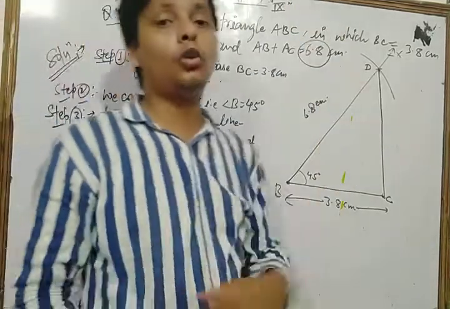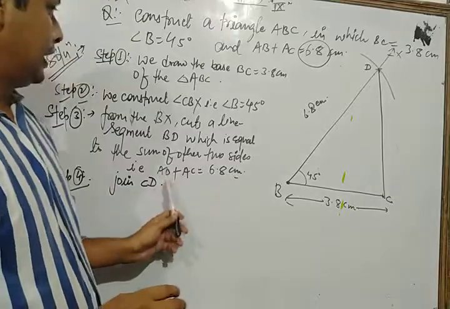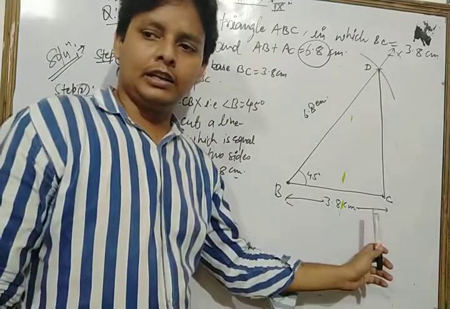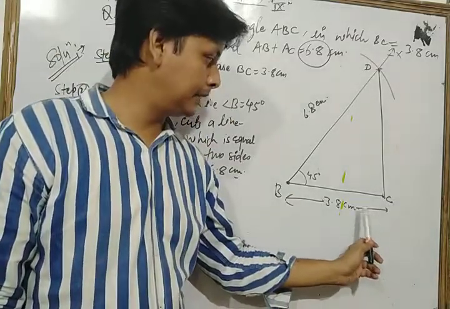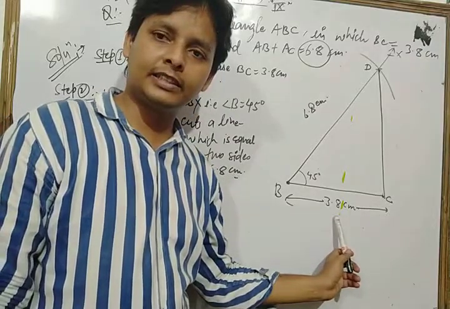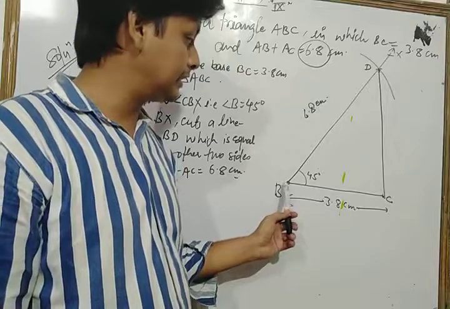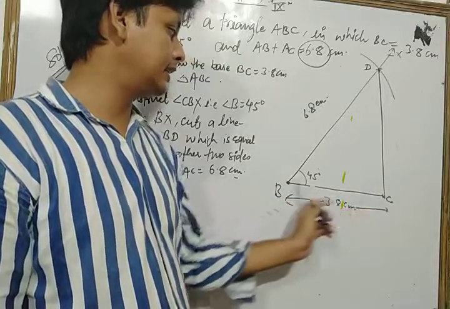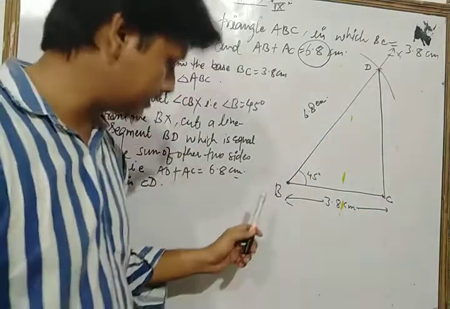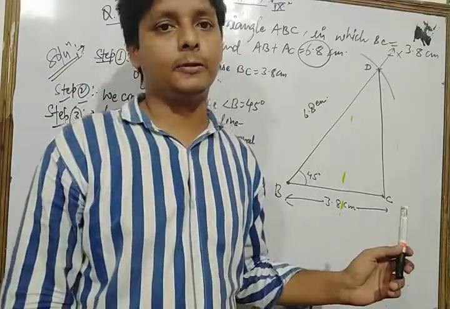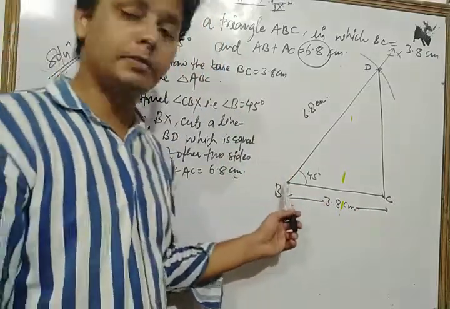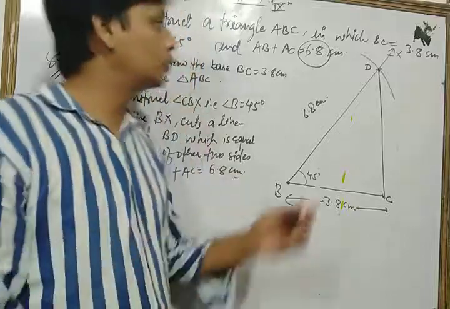Now look, what do we do? First step, we draw the base BC equal to 3.8 centimeter. After that, in second step, we draw the base angle as 45 degrees, so the angle CBX is equal to 45 degrees. Okay.